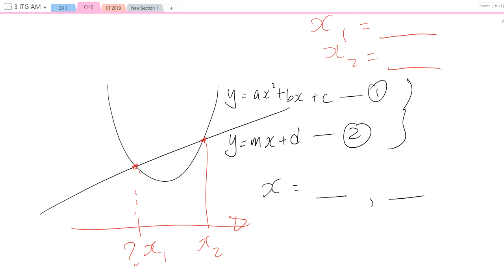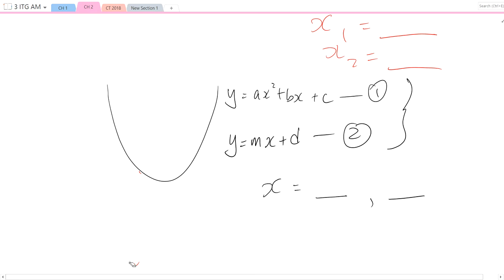Okay? So what if my graph doesn't slope this way? What if the graph looks like this? How many points of intersection? 2. How many values of x? 2. What is the sign of the discriminant? Positive. What is the discriminant again? B square minus 4ac, okay?